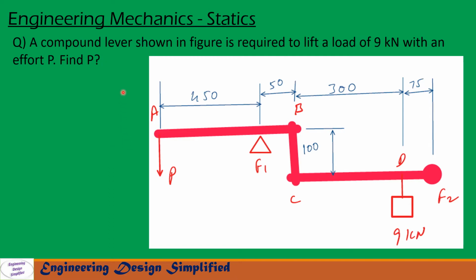Today's problem: a compound lever shown in the figure is required to lift a load of 9 kN with an effort P. Find P. So here we have a hinge and here another support. When a force P is applied here, this will move downwards. That means this will be lifted up so that the weight of 9 kN will be lifted. So in the coming slides, let us see how to find P.